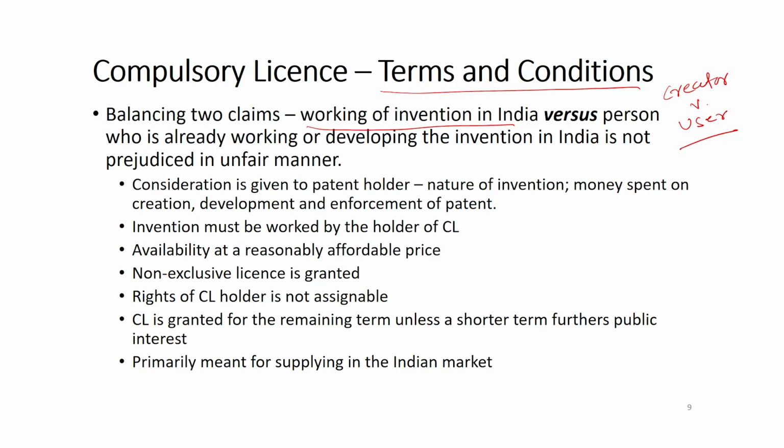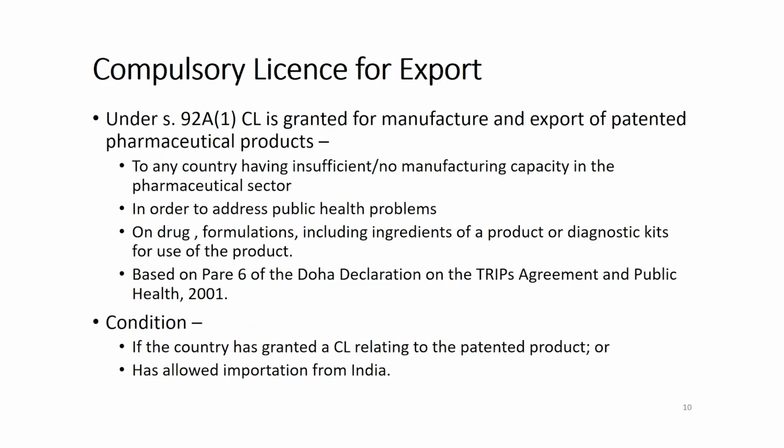Compulsory license is granted for remaining of the term. So if I grant compulsory license after elapse of 8 years from the date of grant, then for remaining 12 years compulsory license is granted, unless a shorter duration justifies public interest is served. And it is primarily meant for Indian market.